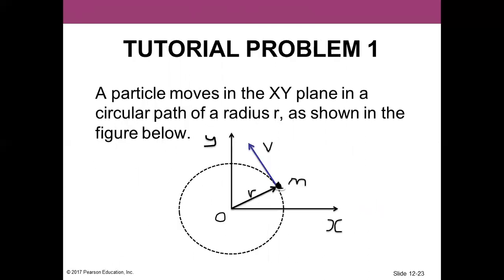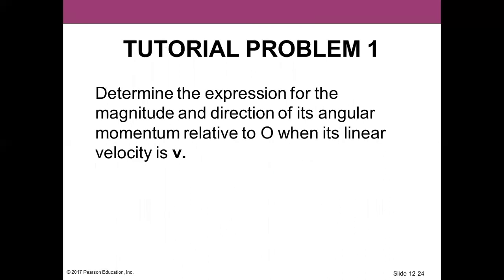Okay, this is the tutorial problem that you need to do at home. A particle moves in the XY plane in a circular path of radius R, as shown in the figure below. Okay, let's consider the question. Determine the expression for the magnitude and direction of its angular momentum relative to the origin when its linear velocity is v.